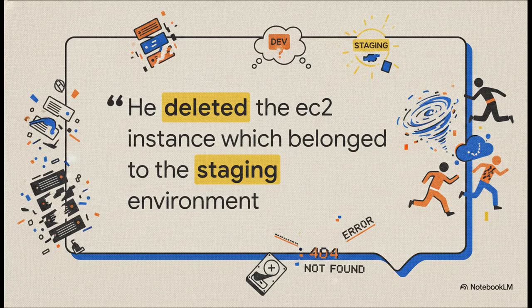Here's a visceral, real-world horror story from our sources. In one organization, a developer was asked to delete a development instance. But because nothing was clearly marked, the developer accidentally deleted the EC2 instance belonging to the staging environment. Instantly, the entire quality assurance team came running to the DevOps engineers in an absolute panic because their whole testing environment just vanished into thin air. A true resume-generating event for sure.